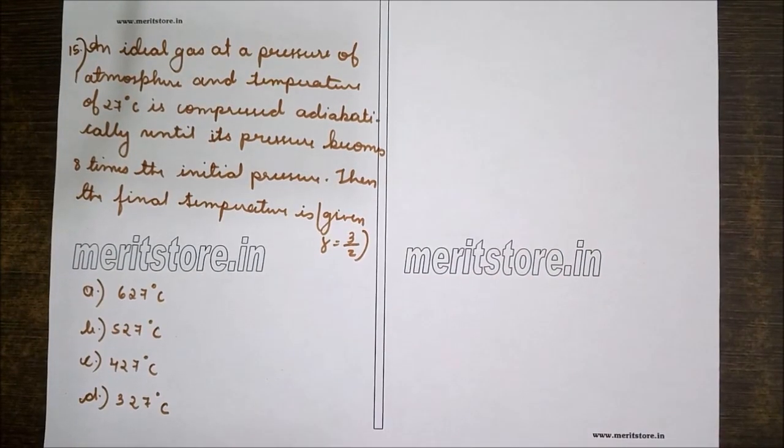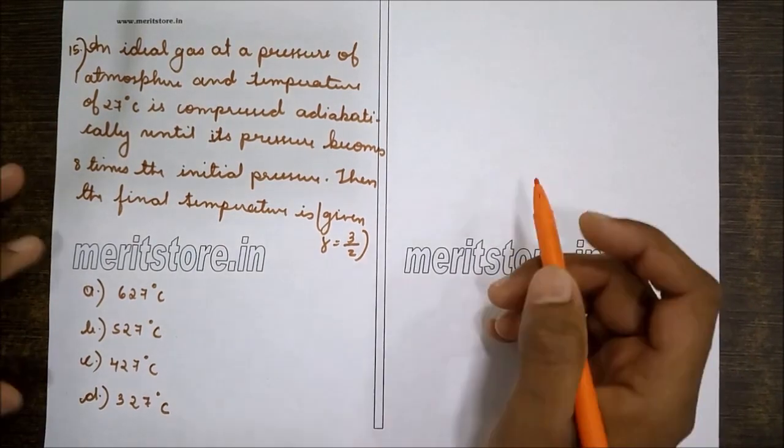An ideal gas at a pressure of 1 atmosphere and temperature 27 degrees Celsius is compressed adiabatically until its pressure becomes 8 times the initial pressure. The final temperature is, given that gamma is 3 upon 2, the options are 627 degrees Celsius, 527 degrees Celsius, 427 degrees Celsius, and 327 degrees Celsius.